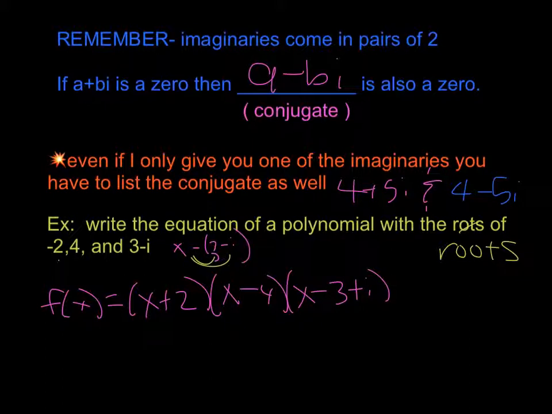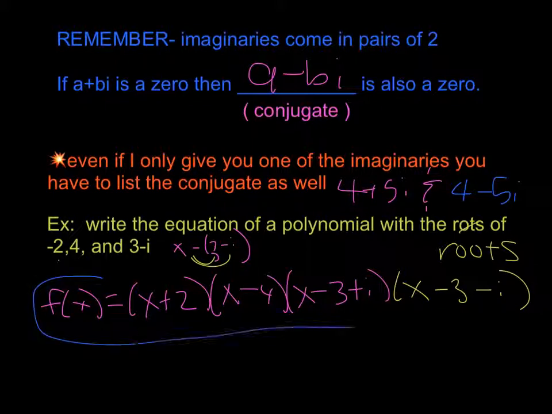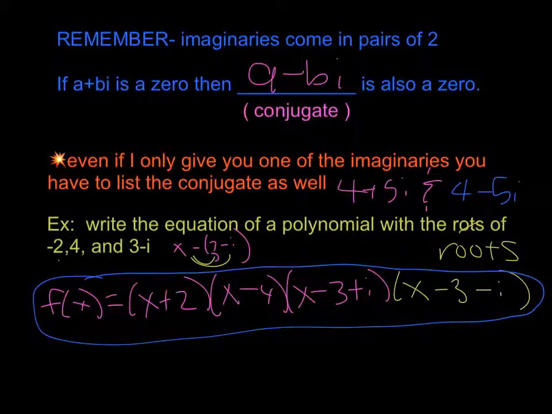You're also going to have x minus 3 minus i as the other possibility. So this is my equation, and if I tell you to multiply it out, you multiply it out. But for right now, unless I tell you, you can just leave it in the factored form.